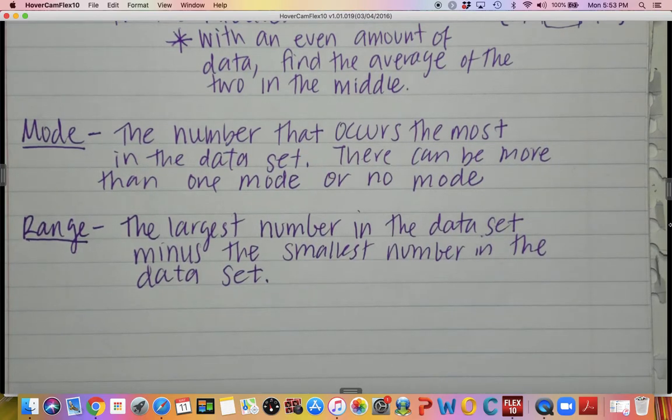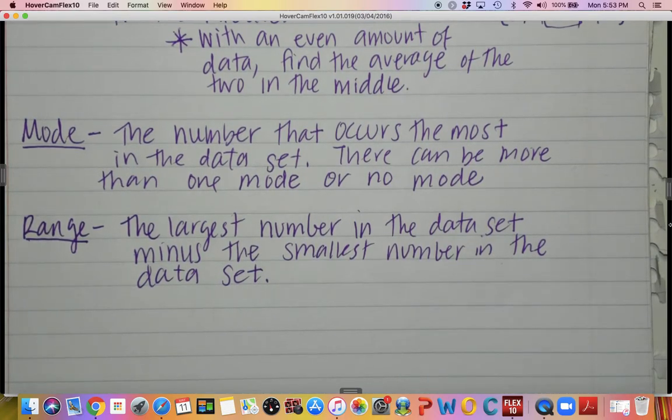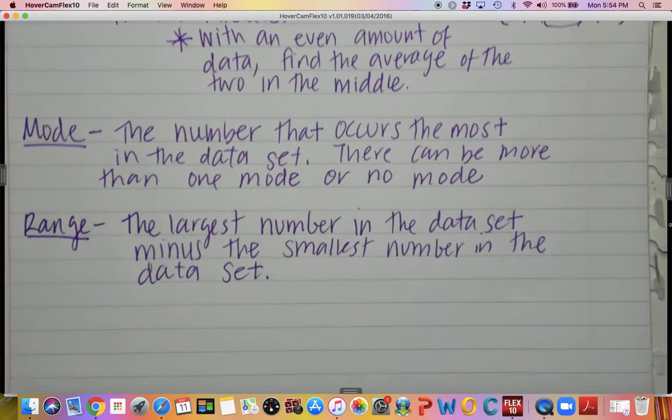So I'm going to give you an example of some data that we're going to look at, and then we're going to calculate each of these so you know how to do it. Your homework, which you'll see in a minute, is calculating this kind of stuff. I don't think there's a mode, but I do know for sure there's mean, median, and range. So it's important that we know how to do at least those three. Okay.